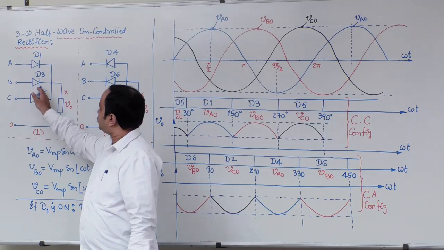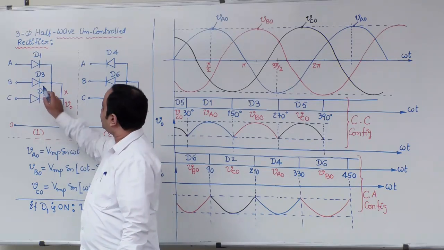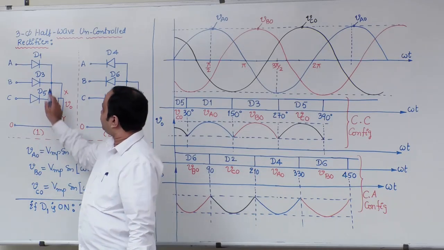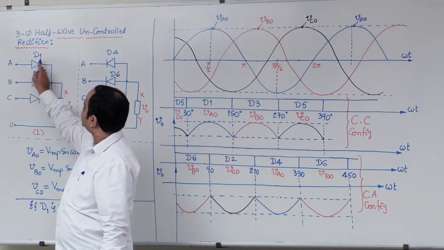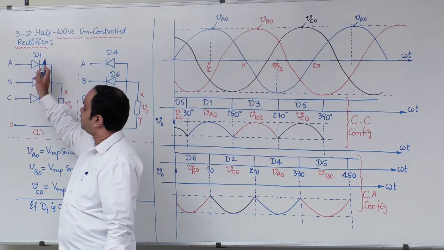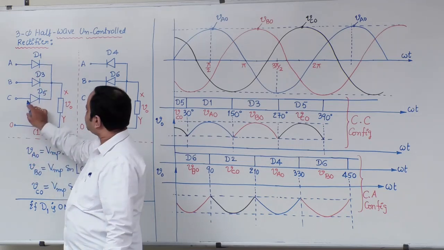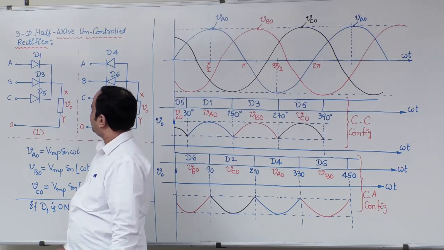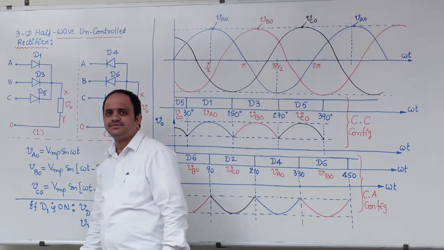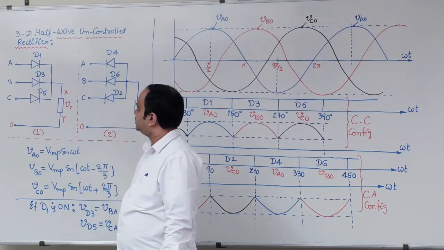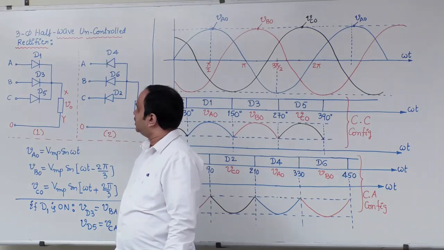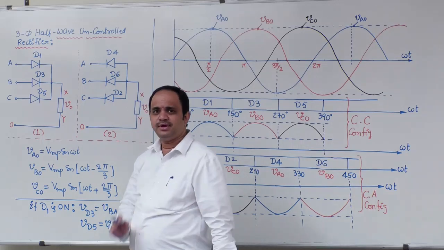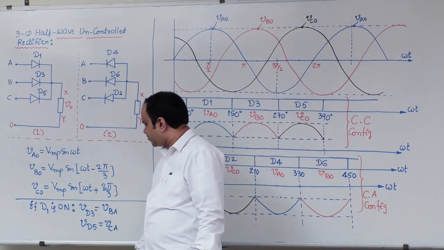When D3 is on, what is voltage across D1 and D5? If D3 is on, I can say voltage across D1 is VAB. Voltage across D5 is VCB. Similarly, if D5 is on, what is voltage across D1? That is VAC. What is voltage across D3? That is VBC. Now observe carefully here.